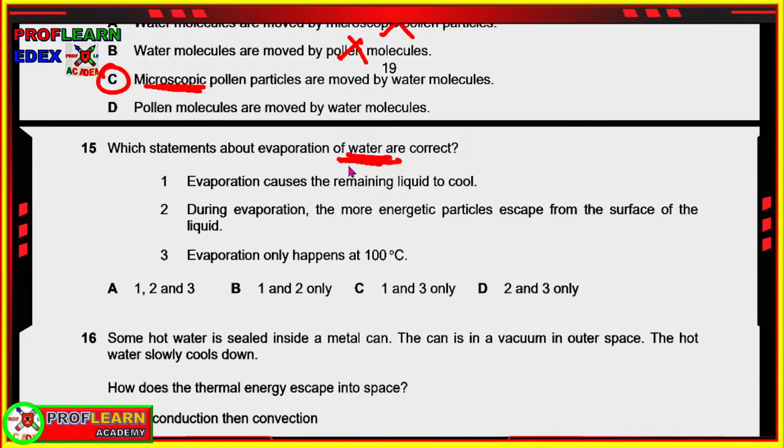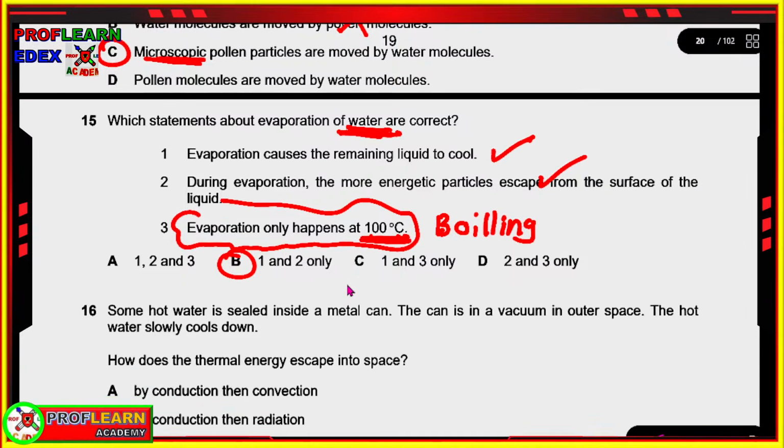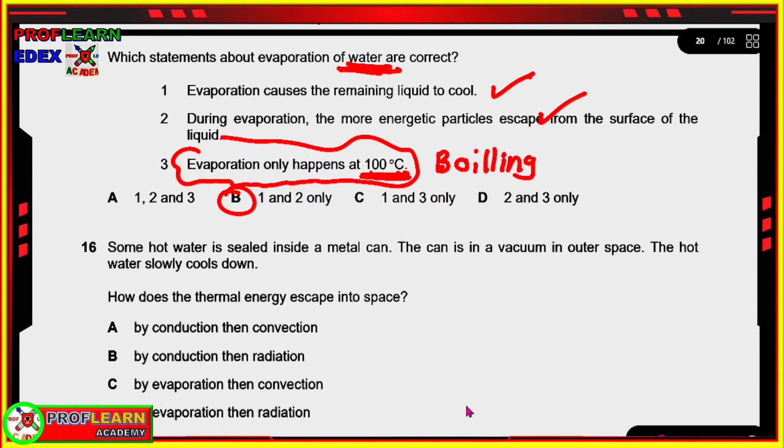So for question number 15, we are going to say it's 1 and 2 only. The correct answer is B, because it's boiling. Boiling is the one that occurs at a specific temperature, which is 100 degrees Celsius. So evaporation occurs at any given temperature. Evaporation occurs at any temperature.